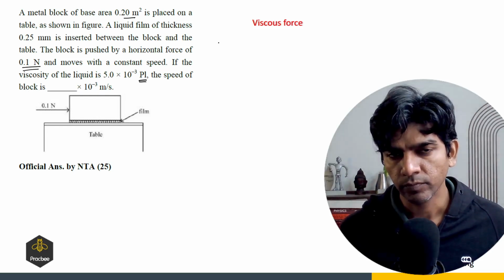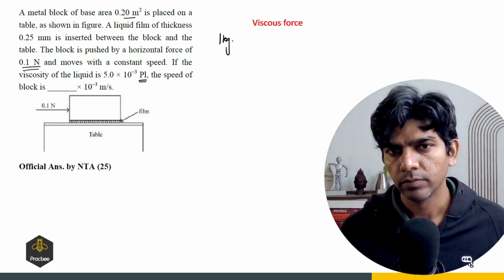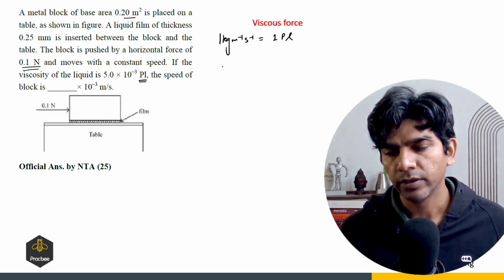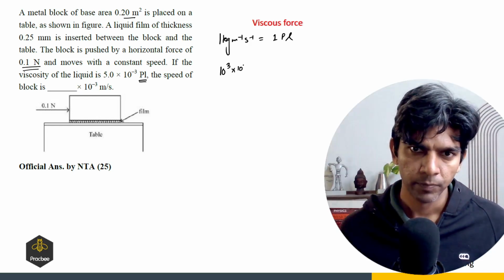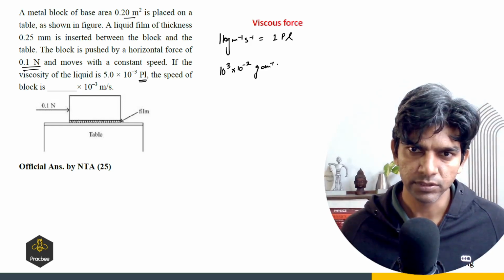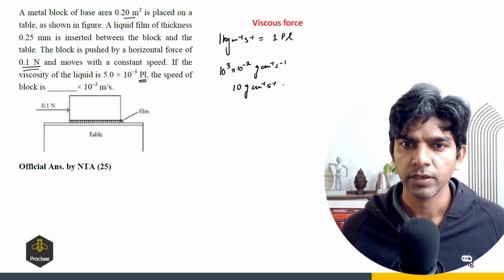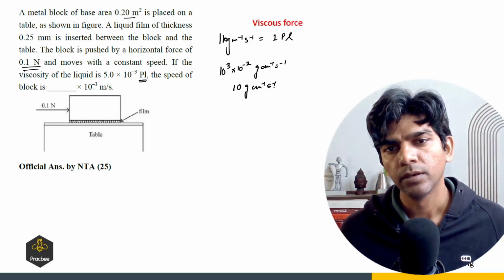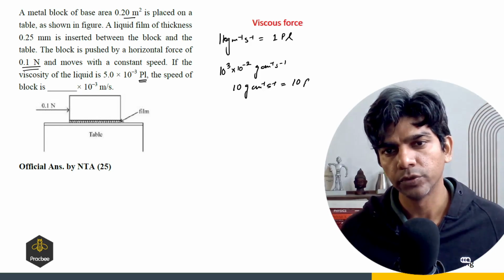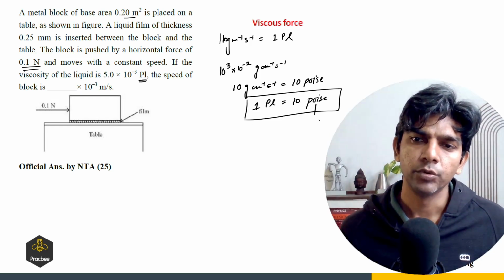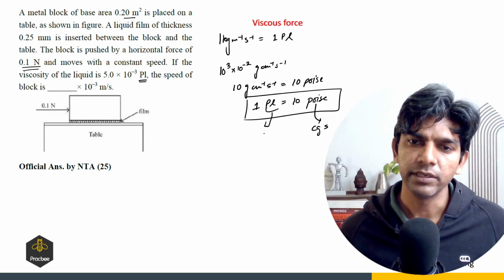So what you have to remember, 1 kilogram meter inverse second inverse is 1 Poisson. If I convert this into CGS, that will be 10 raised to power 3 into 10 raised to power minus 2 grams centimeters per second inverse. So this will be 10 grams centimeter inverse second inverse. Now this grams centimeter inverse second inverse is known as poise. So 1 Poisson is equal to 10 poise. So that you have to remember, right? Where poise is the CGS unit, Poisson is the SI unit.